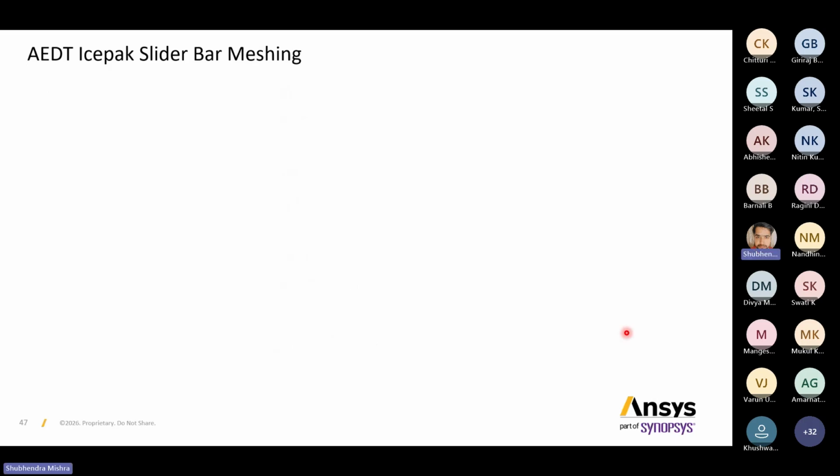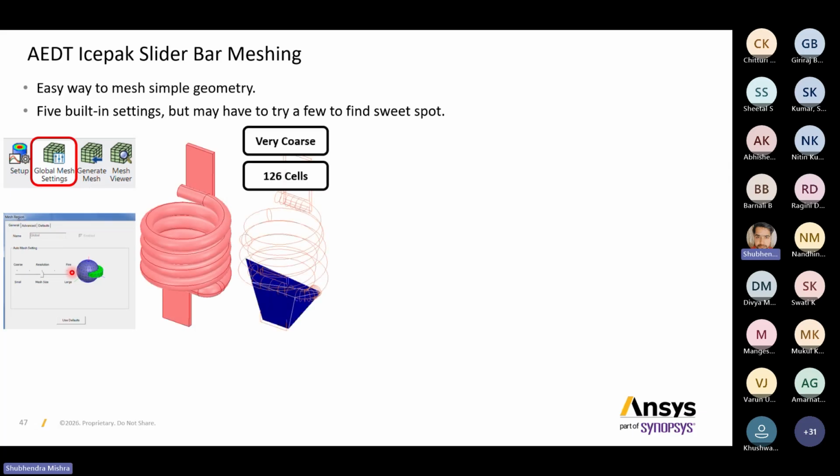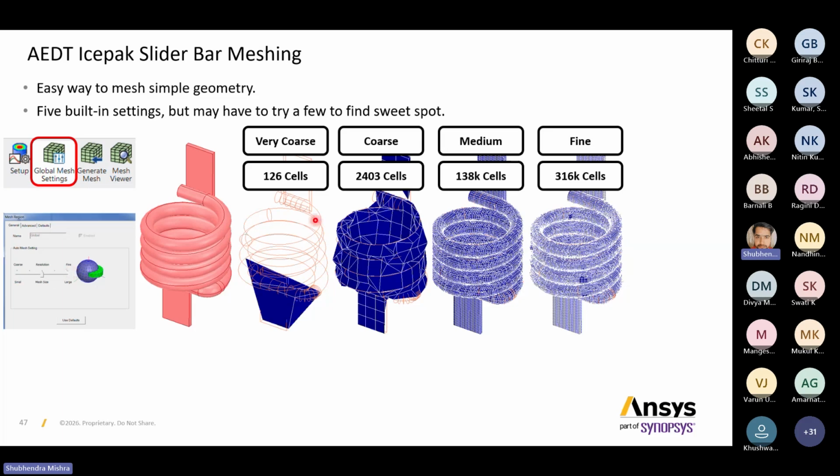So now when I talk about the meshing, in Icepak, meshing is very easy. All you need to do is go to the global mesh settings and click on that. Then a slider will appear here, and with the help of this slider, there are multiple options like very coarse, coarse, medium, and fine. According to that, your mesh counts will be evaluated.